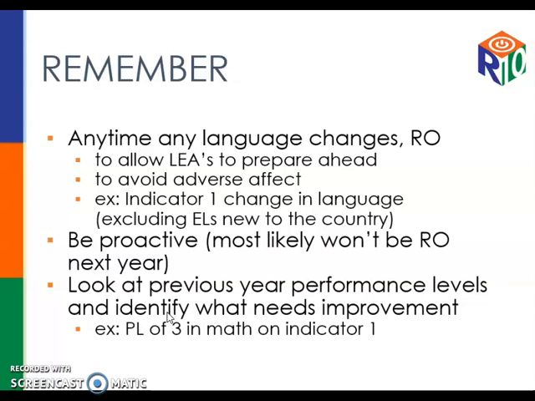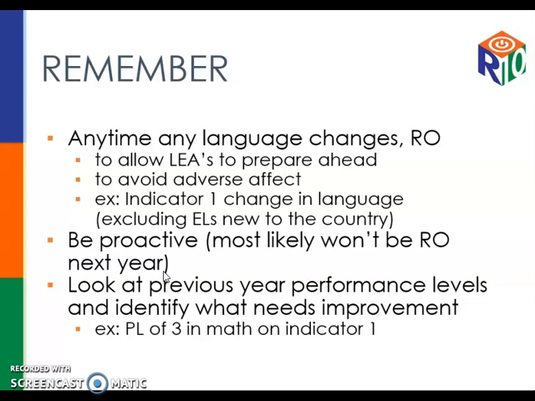For example, in Indicator 1, there was a change in language. Now, English learners in their first year in U.S. schools are excluded from this indicator unless they were administered STAAR Alt 2. So this is an example of language changing, so for that reason, it is now report only. It's very important to be proactive because next year, most likely the indicator won't be report only.